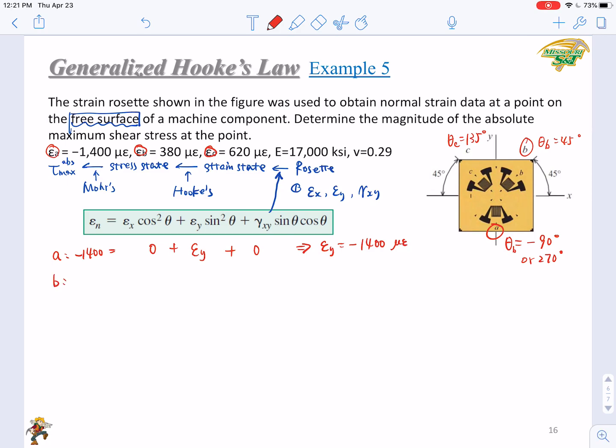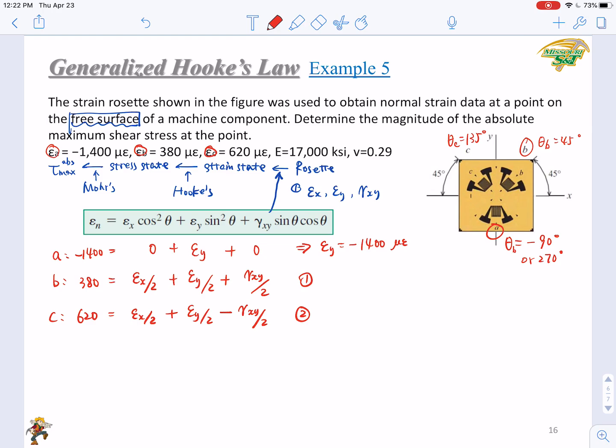Then at point B, the reading is 380. Then the first component will be epsilon x over 2 plus epsilon y over 2 plus gamma xy over 2, right? So this will be our equation 1. At point C, the reading is 620. Then the first component will be epsilon x over 2. Second will be epsilon y over 2. The third will be minus gamma xy over 2. This is our equation 2.